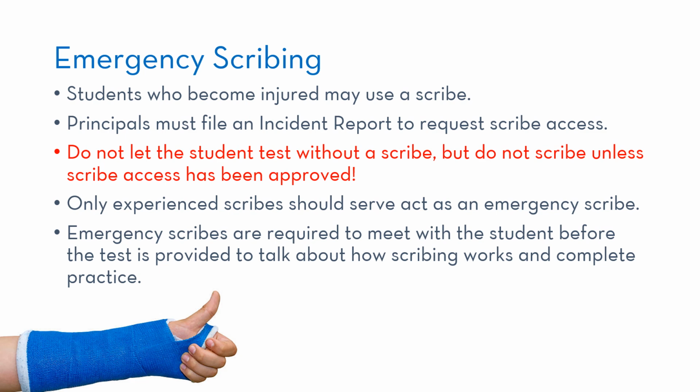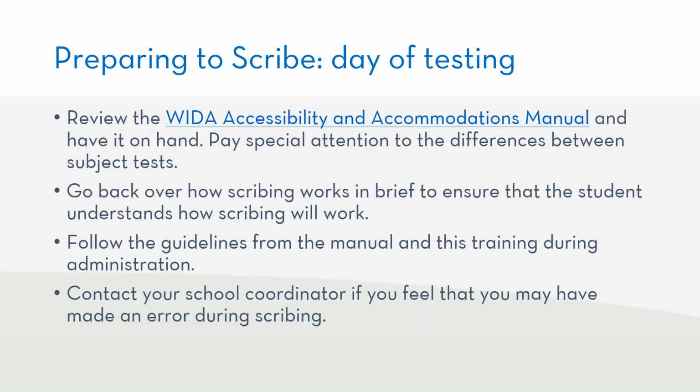Few situations warrant emergency scribing. For example, students who become injured may use a scribe. Principals must file an incident report to request scribe access. Do not let the student test without a scribe, but do not scribe unless scribe access has been approved. Only experienced scribes should act as an emergency scribe. Emergency scribes are required to meet with the student before the test is provided to talk about how scribing works and complete practice.